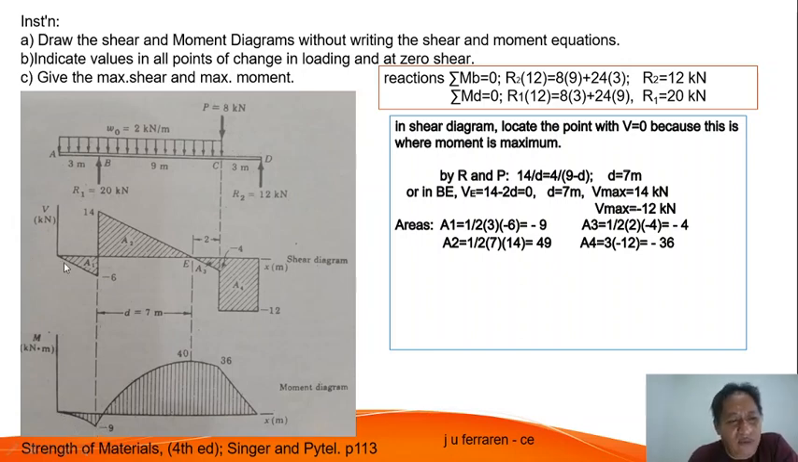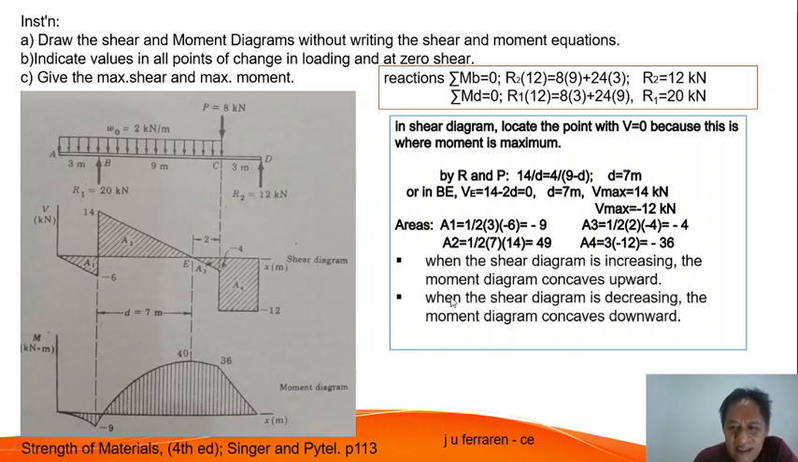Now, how about the value of your shear? Is it increasing or decreasing? If that is from 0 to a negative, meaning your shear is decreasing. If the shear is decreasing, how about the concavity? When the shear is decreasing, the moment diagram concaves downward. So, from 0, concave downward, going to negative 9. Okay? So, you won't be confused about whether it goes up or down.